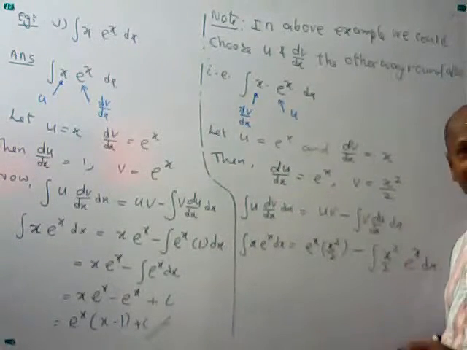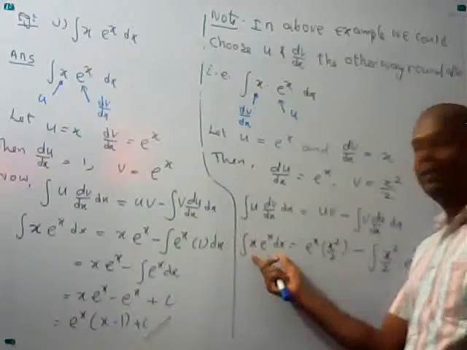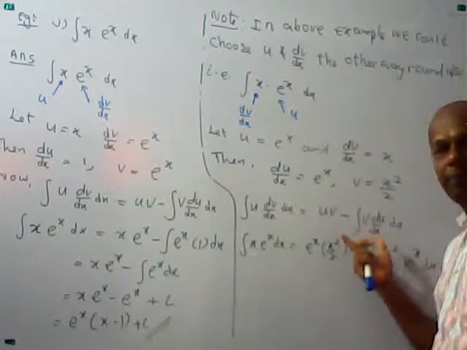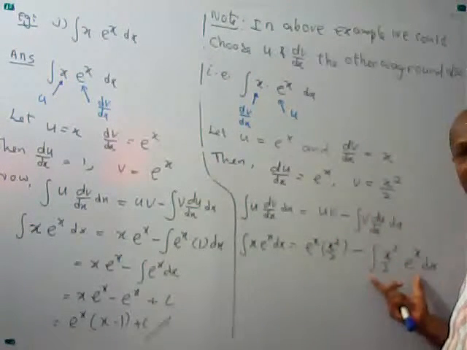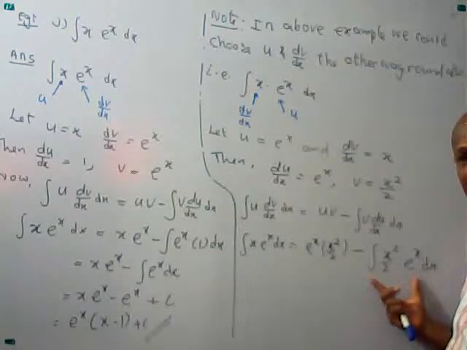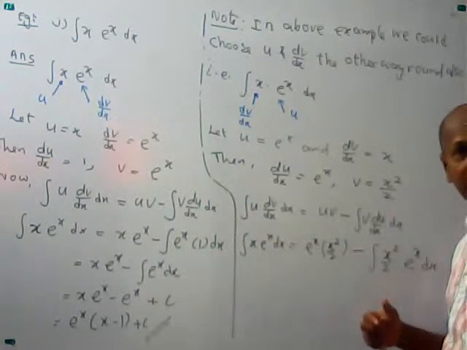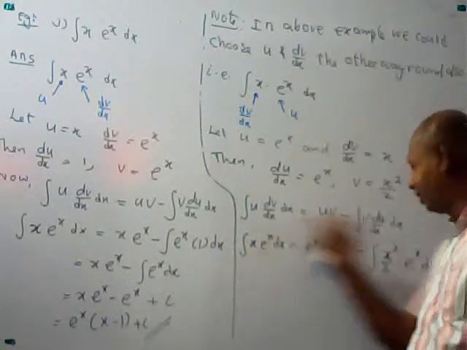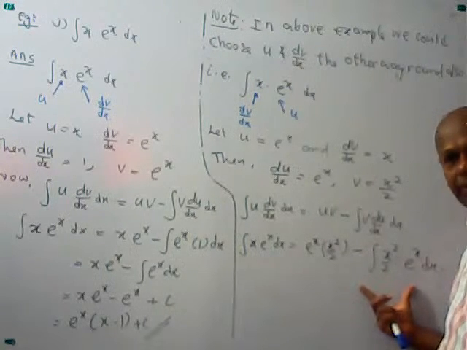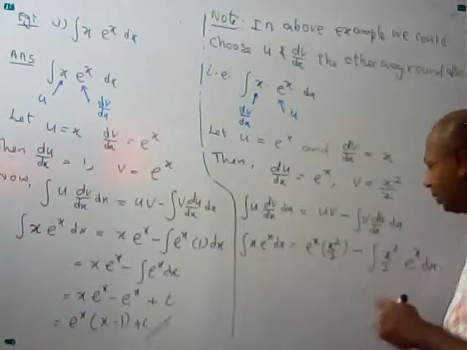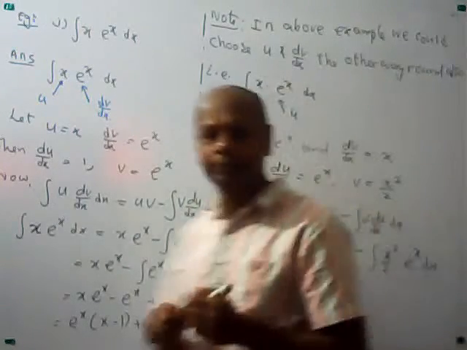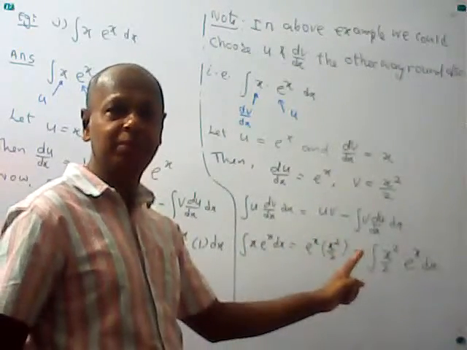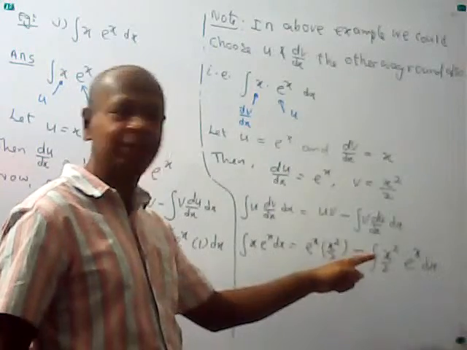You are asked to find the integral of x e^x dx, right? And you apply the formula, which gives the integral of x squared e^x dx to find. Yes, of course, it's more complicated than the left-hand side one. So if you choose things this way, it makes things much more complicated. In fact, it just terminates there.